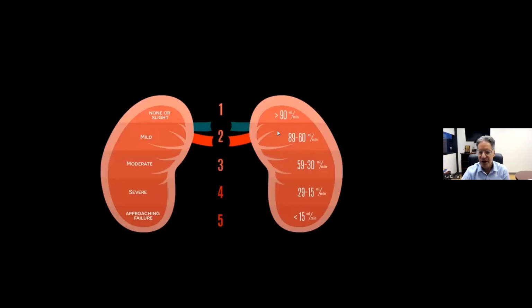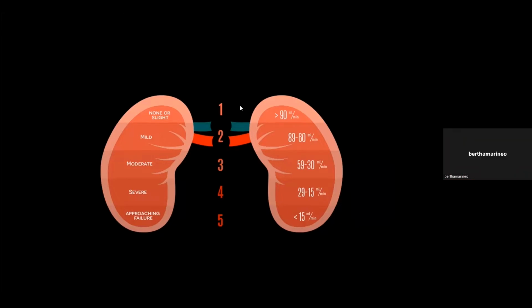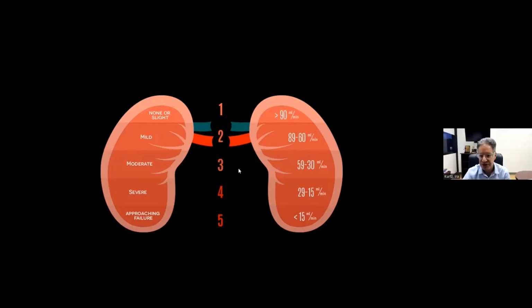Now, if you do have a true problem with the kidneys or a disease process, we stage the abnormality. And there are five numbers here, 1, 2, 3, 4, 5. These are called CKD stages.